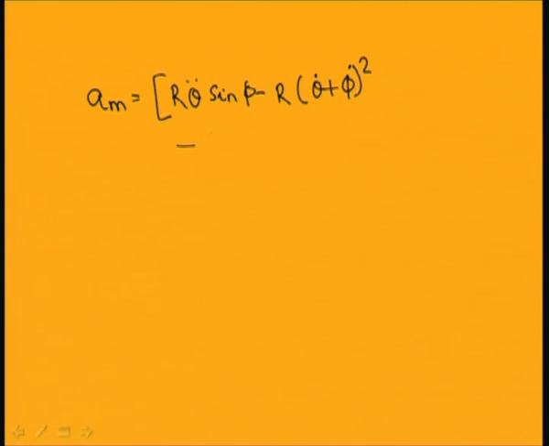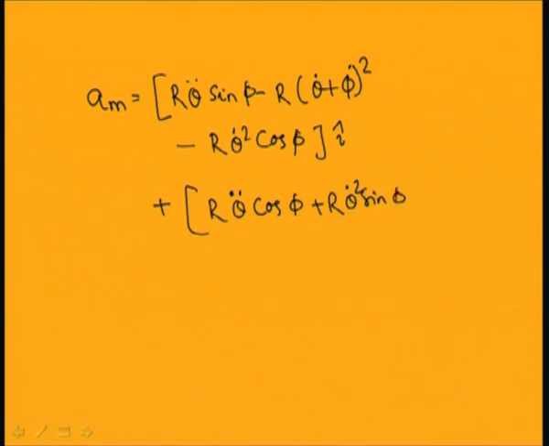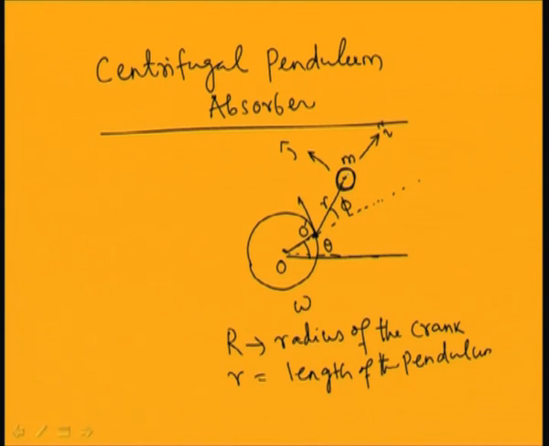By using this, I can write the acceleration a_m equal to [R theta double dot sin phi minus R theta dot square cos phi minus r (theta dot plus phi dot) square] i plus [R theta double dot cos phi plus R theta dot square sin phi plus r (theta double dot plus phi double dot)] j. So, this is the acceleration term. Using this acceleration I can find the force, and as the pendulum is attached to this point, the moment of this pendulum about this point equals 0. So, I will have only the j component.